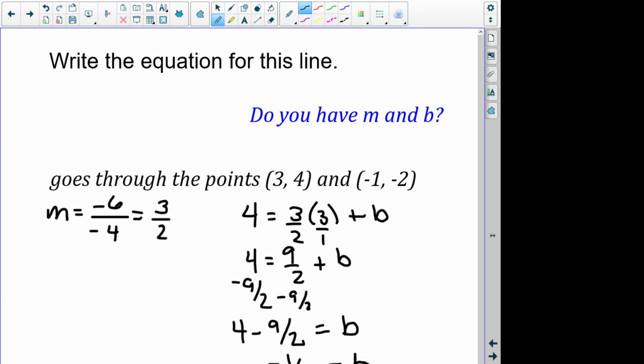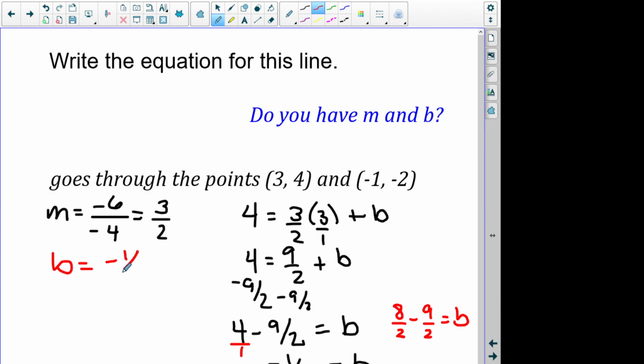Now, if you don't follow that, or if you have fractions that are more complicated than this, what you'd want to do is find a common denominator. So what I would do to find that common denominator is think about 4 as halves. So this would be 8/2. Multiply the top and bottom by 2, and then this is 9/2. And so when I have fractions, I'm just going to subtract the numerators here. So 8 minus 9 gives me negative 1, so I have negative 1/2. So my b value is negative 1/2.